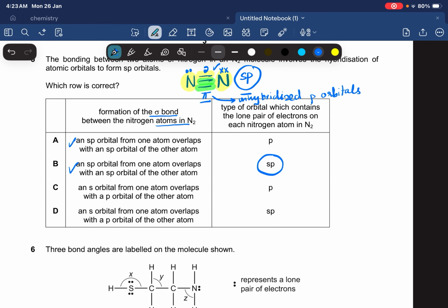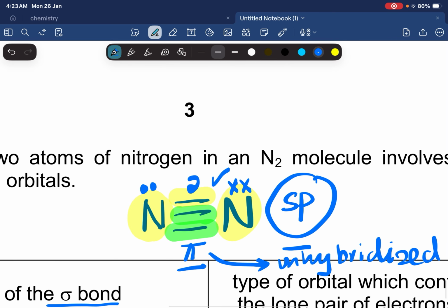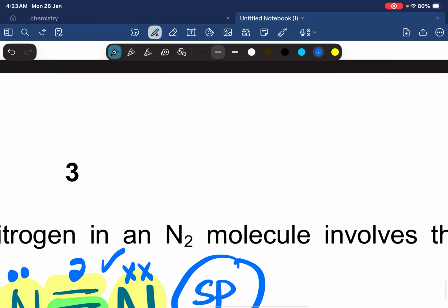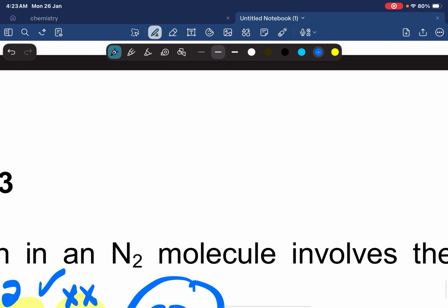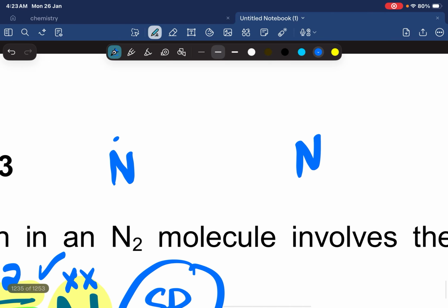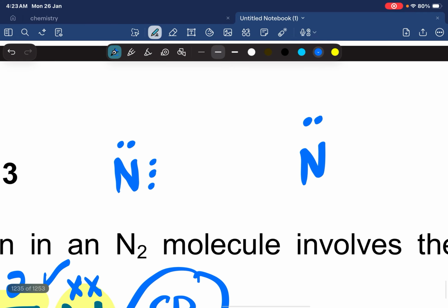Why is it sp? You have to realize one very important thing, which I was talking about, the lone pair. That's where your chemistry basics come in. Now I'm going to draw everything so that you can see. This is one nitrogen, this is the other nitrogen. I know this is going to create confusion, but please listen to me. Now, it has 5 electrons: 1, 2, 3, 4, 5.